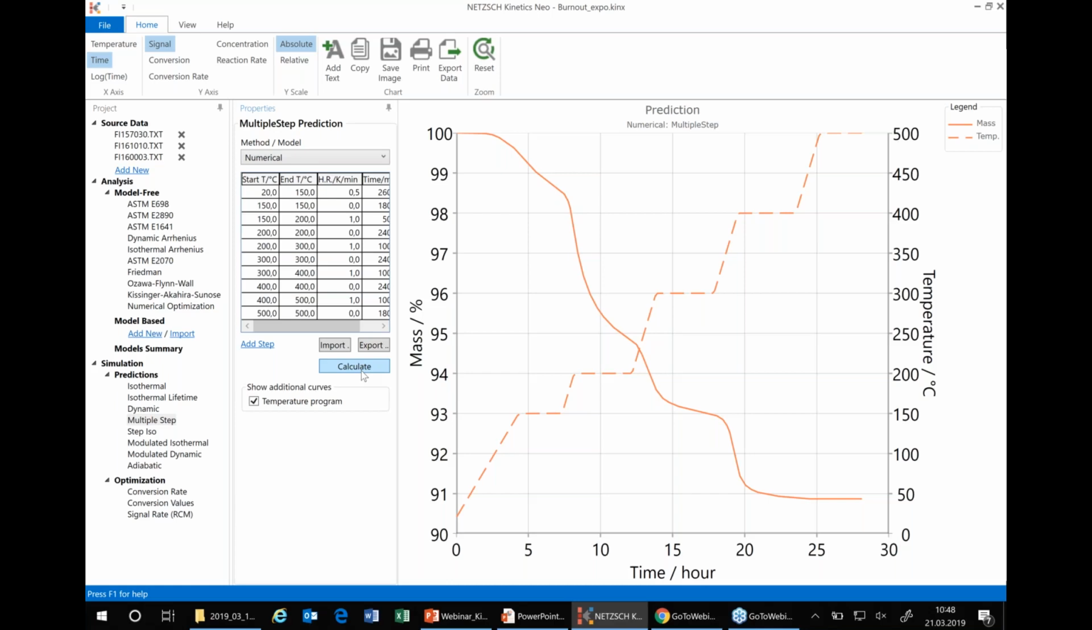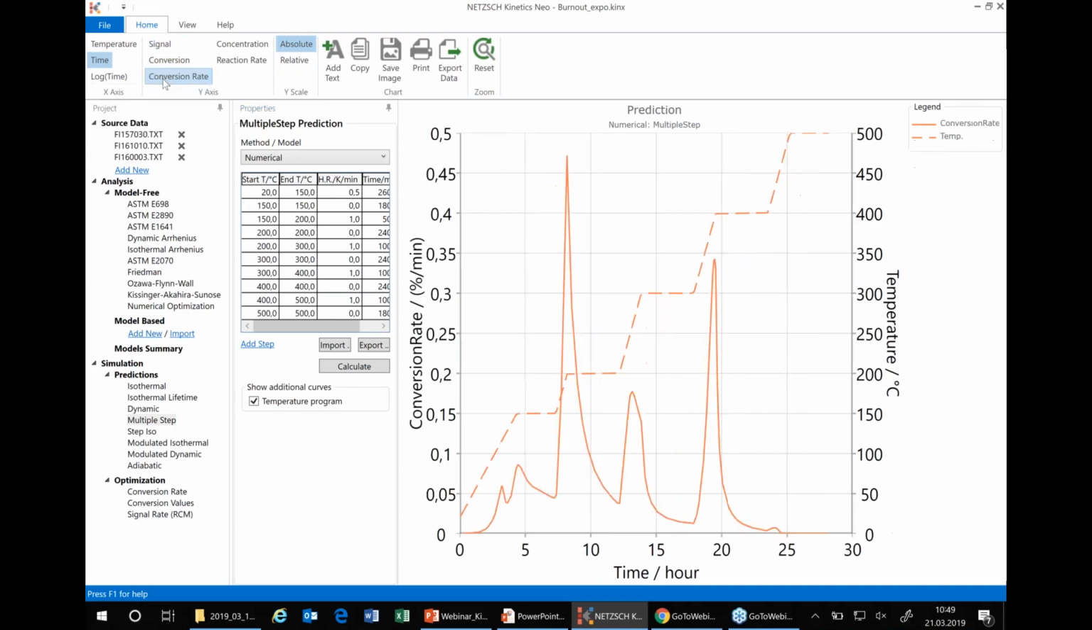Now, first point, we should find in this temperature profile the time points where the debinding is too fast and where we lose the quality. We can change from mass loss to mass loss rate just to get a first derivative. And we can find here after 8 hours, the peak is the highest.